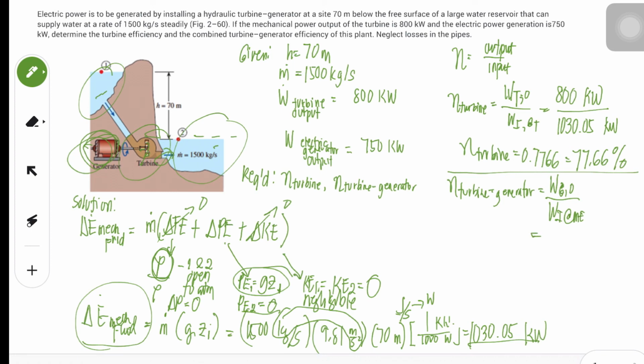So we have now the electric power generation, 750 kilowatt over the 1030.05 kilowatt. So the efficiency of the turbine generator is equal to 750 divided by 1030.05. So we have now 0.7281. As I said, always express your answer in percentage when computing for the efficiency. So we have 72.81%.